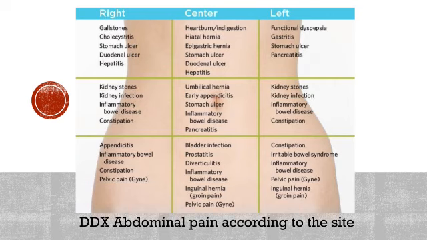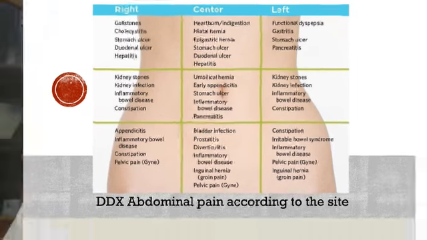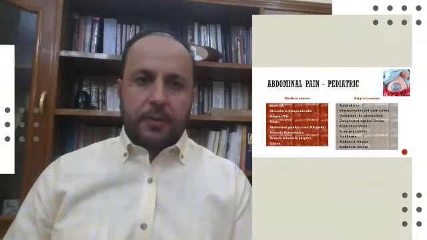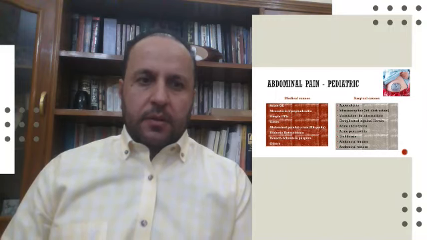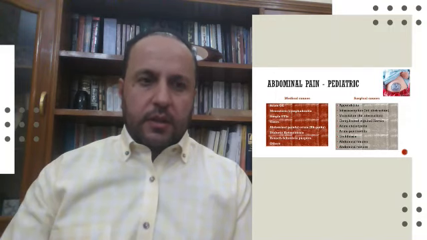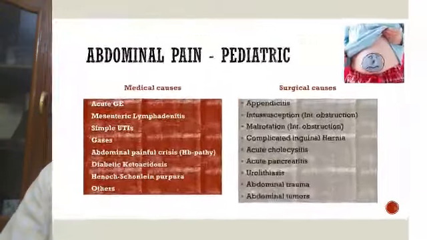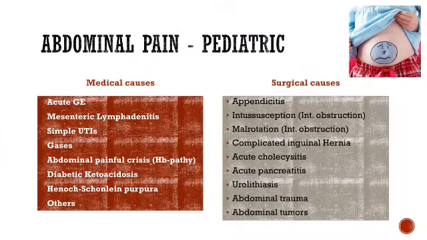And the same thing applies. So you have to have very good information about anatomy. Then each organ could produce certain types of pain. Again, some information about abdominal pain in pediatrics and even in adults.